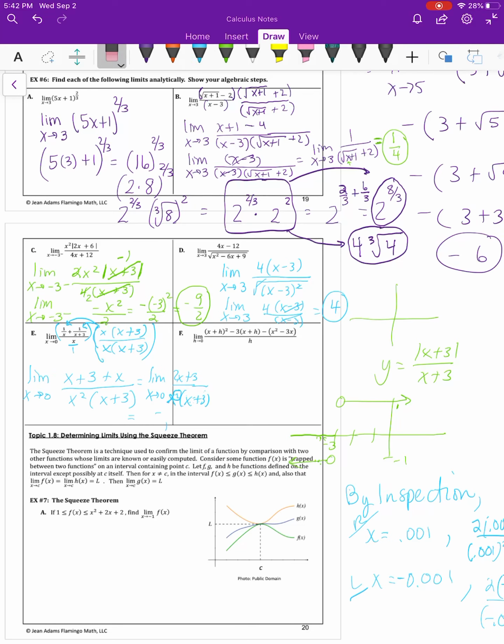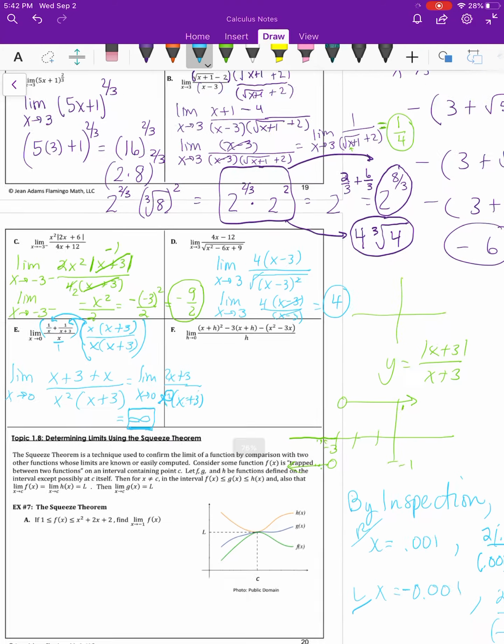So this one technically does not exist, because normally if it's doing the same thing on both sides, we put what it's doing. It's the behavior of the function. This limit actually doesn't exist, but since we know the behavior is doing the same thing on both sides, we're going to put infinity, because that is going to infinity on both sides.